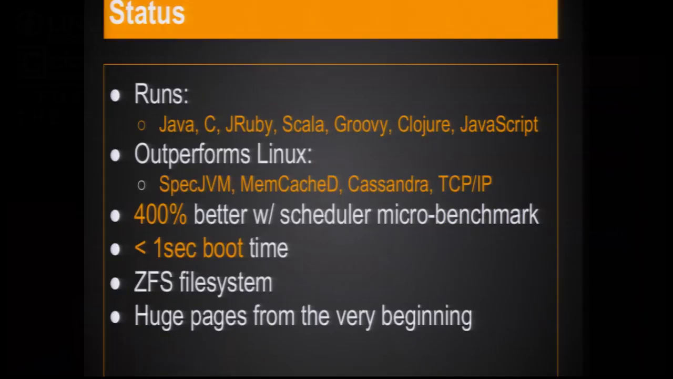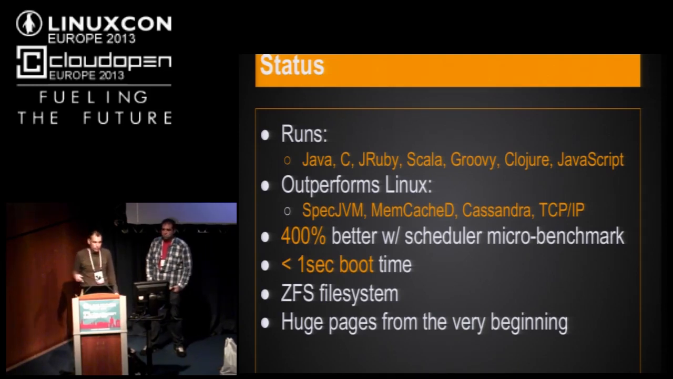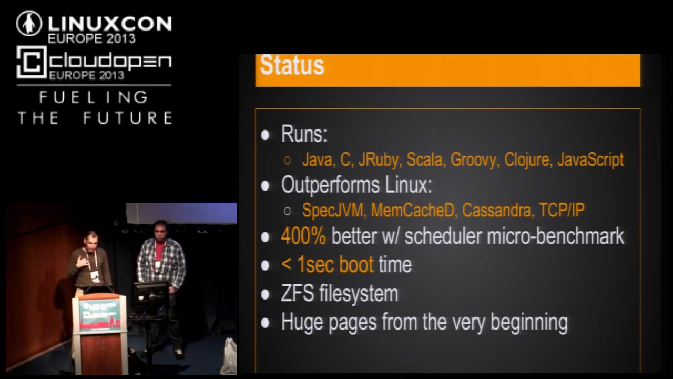So the status right now, we're running Java, but not only Java code, pretty much any JVM-based language like Ruby, which runs on the JRuby project, and the newer, cooler languages like Scala, Groovy, Clojure, they all run on OSv. In addition, we also run selected C applications. We are not supporting the entire POSIX API, so we can't just run any C application. But we do support a large enough subset that important applications can be ported with relative ease to OSv, and we run Memcached, and others is also possible.